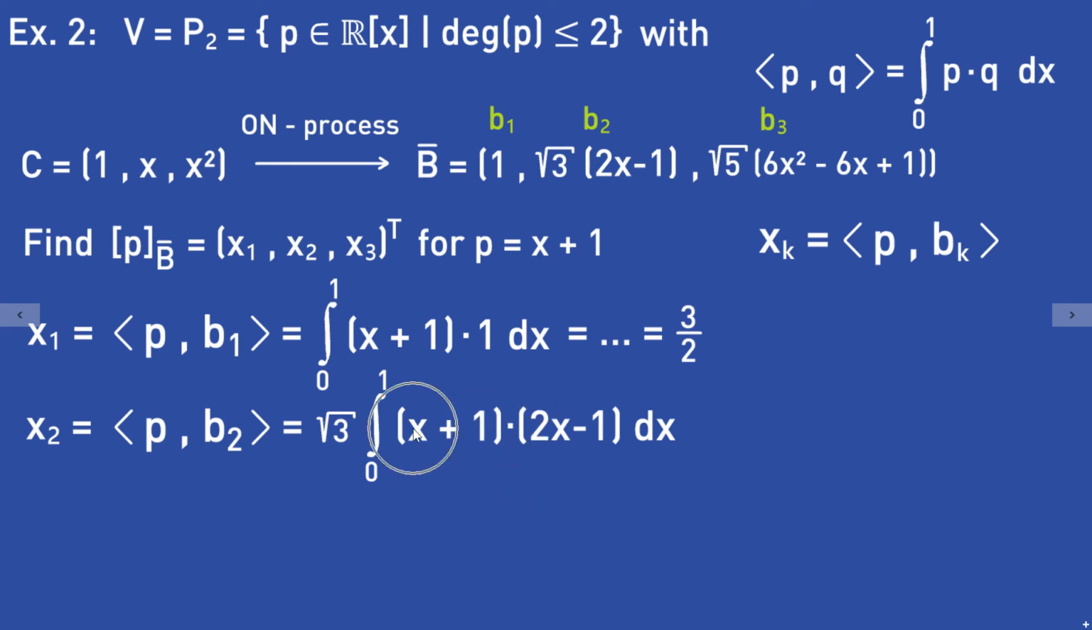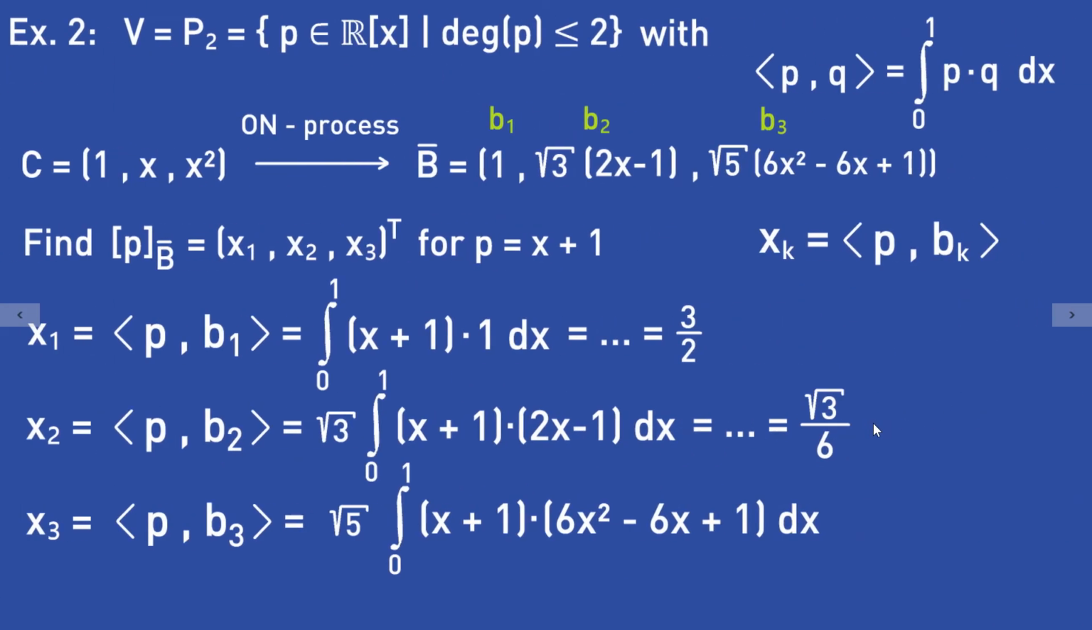Now x2 is equal to the scalar product of P with B2, and we get that integral here. So this here x plus 1 is P, and that here 2x minus 1 times the square root of 3 is B2. When we solve this, we get the following result: the square root of 3 divided by 6. So the second coordinate is equal to the square root of 3 divided by 6. I have used a program again to solve that integral here.